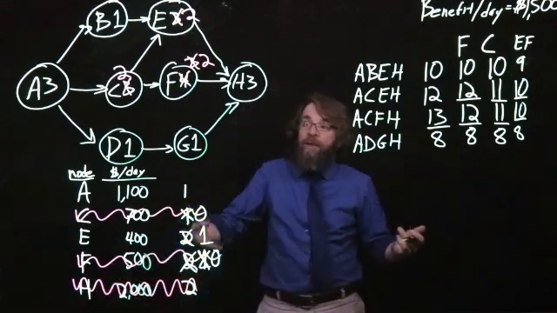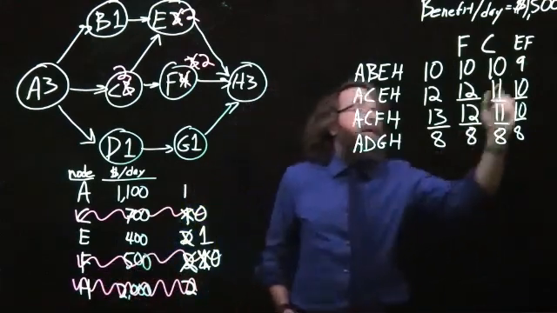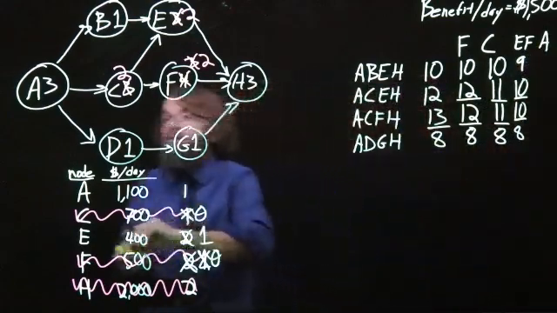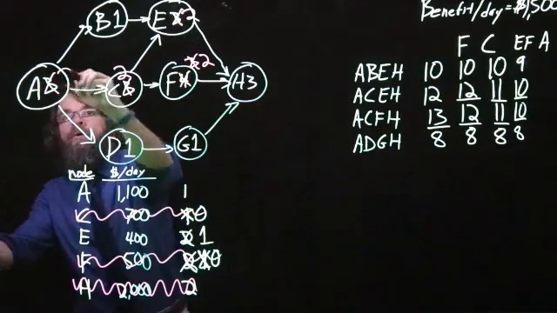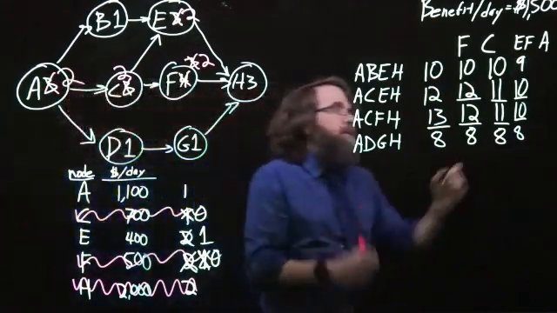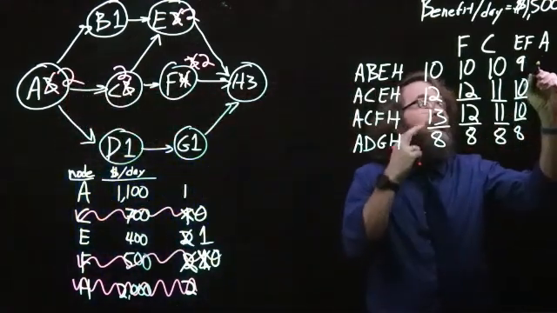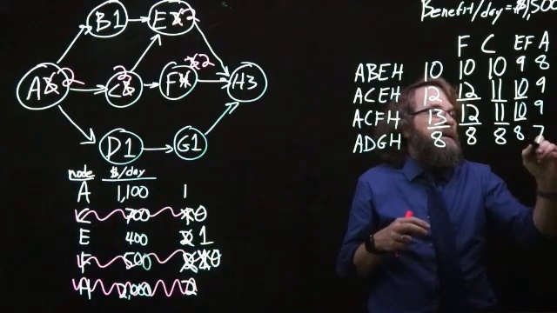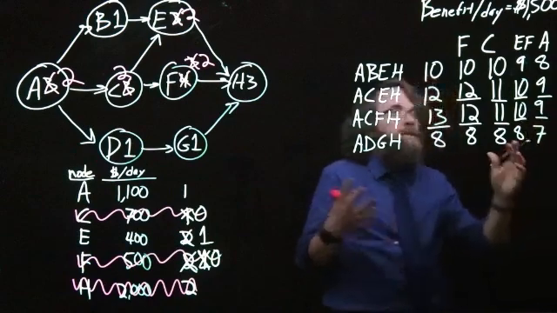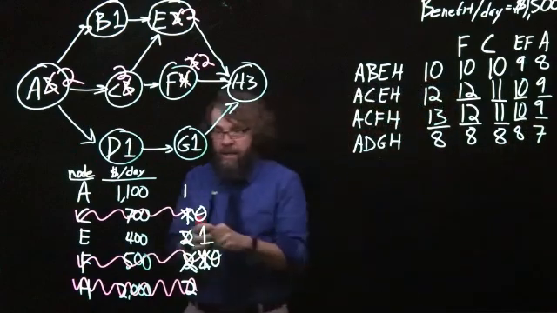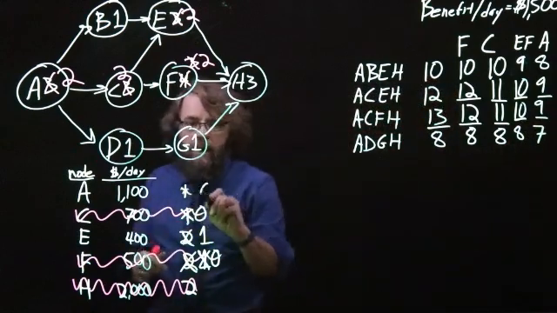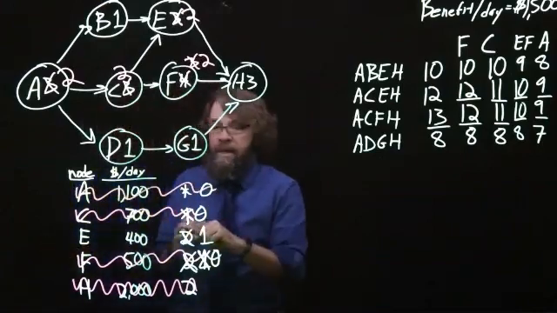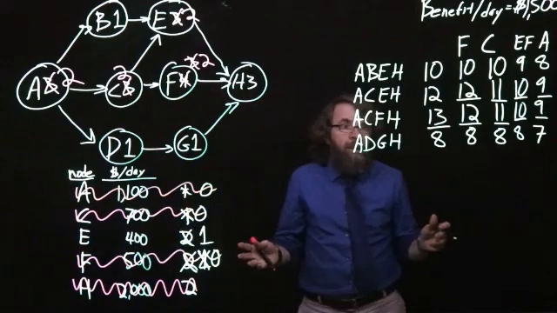So of the things available, the one remaining is A, and A is on every path. So every path will be sped up. So this 9 goes to 8, this is 9, this is 9, this is 7. And so our critical path remains unchanged. And now we have done all of the crashing that it makes economic sense to do.